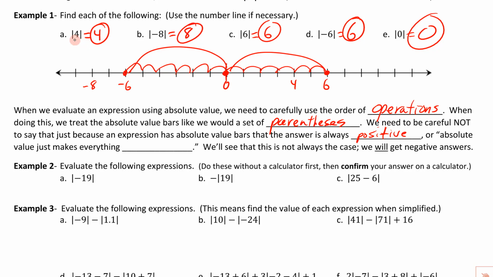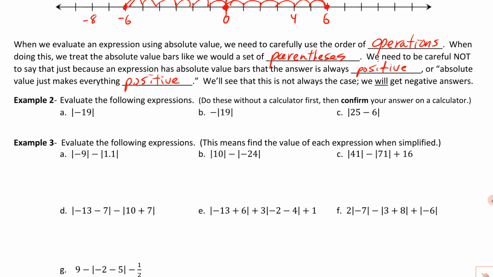Now, if we just have one single set of absolute value bars, yes, the answer is going to be positive, or as you saw in this case right here, if we do get a 0 inside there, the answer is 0, okay? And we are going to get a positive answer to these. But we can't just say, oh, the expression has absolute value bars in it, so the answer is always positive. Or absolute value bars just make everything positive. Okay? We want to avoid thinking of things that way, and we really want to think about the absolute value bars. We want to think about the order of operations, and we want to think about what those mean. Okay? All right. So we're going to see that this isn't always the case, and there are times where we will get negative answers. So we just want to be aware of that.